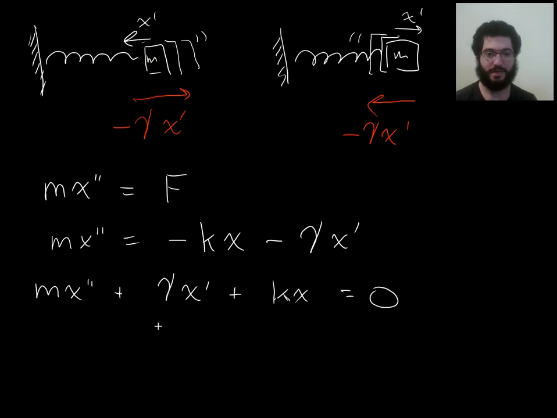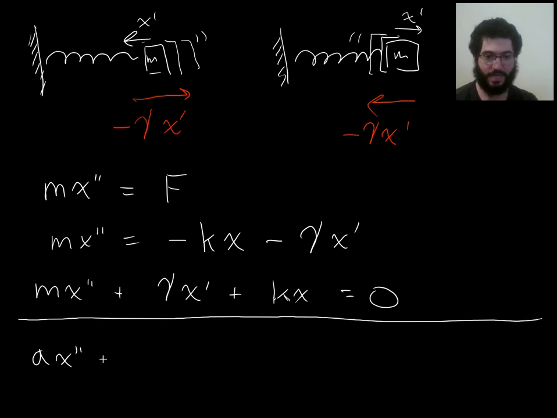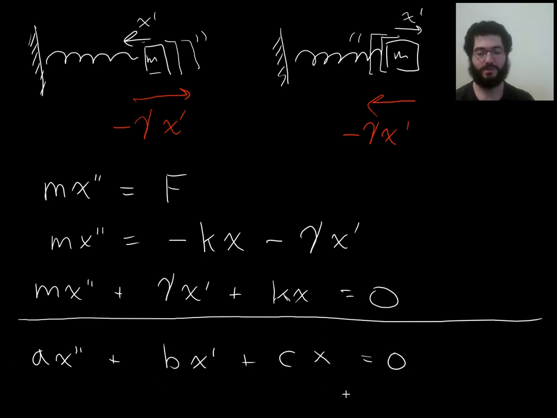Here's another way of describing it, while not paying attention to the physical setup that we started with. So pure math. Constant, let's call it a, times x prime prime plus constant times x prime plus constant times x equals 0. This is a type of differential equation that we are going to study. These are called second order linear homogeneous differential equations with constant coefficients. And in general, these constants don't need to be positive.